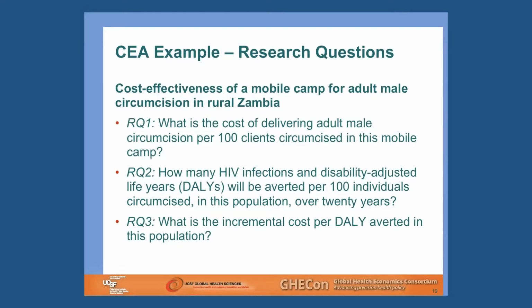So in a little while, you will be thinking about your own cost effectiveness research questions. So I thought we would go through an example and look at how we could turn a cost effectiveness issue in global health into 3 research questions, and then look quickly at the methods for addressing each of those.